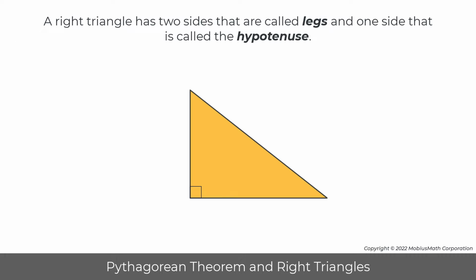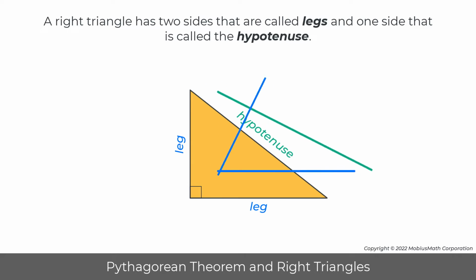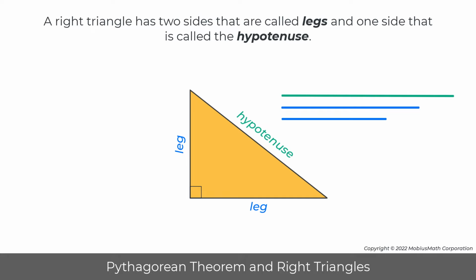A right triangle has two sides that are called legs and one side that is called the hypotenuse. The legs of a right triangle are the sides that form the right angle. The hypotenuse is the side that is opposite of the right angle. Note, the hypotenuse in a right triangle is always the longest of the three sides.